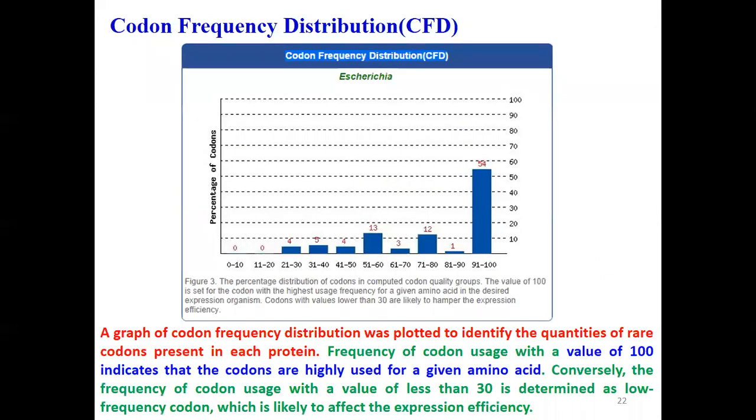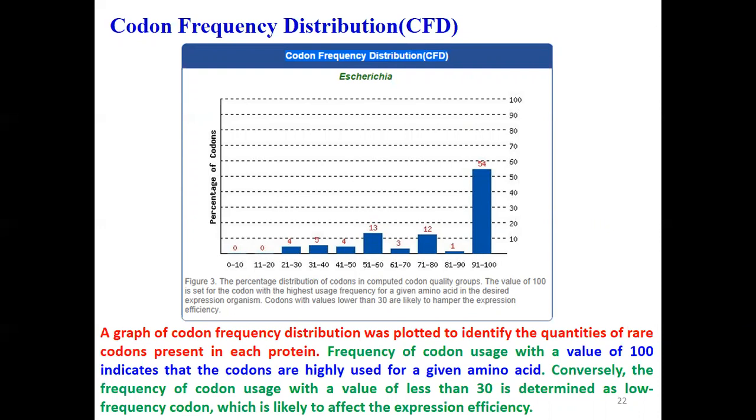Another parameter is the codon frequency distribution. You don't need to know how they perform all this. They have different algorithms, but they mention that your gene should have a codon frequency distribution between this value and this value to be ideal. If the codon frequency distribution is less than this value, the chances of your expression are low.